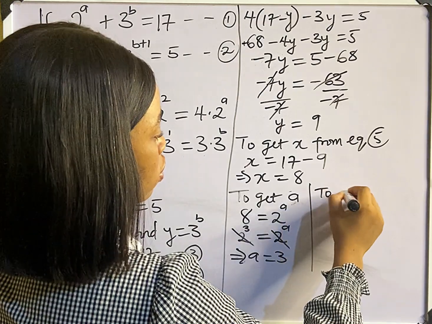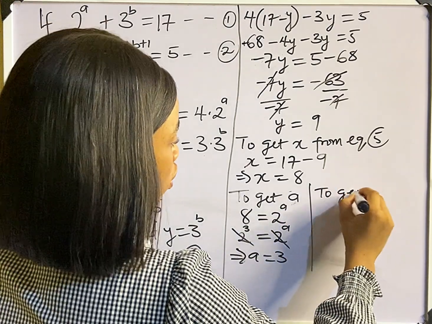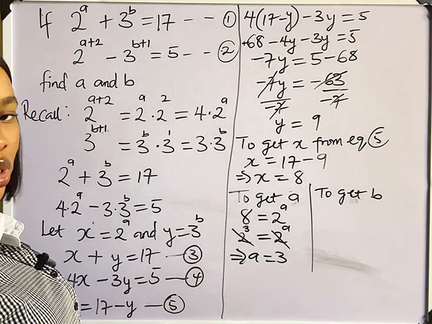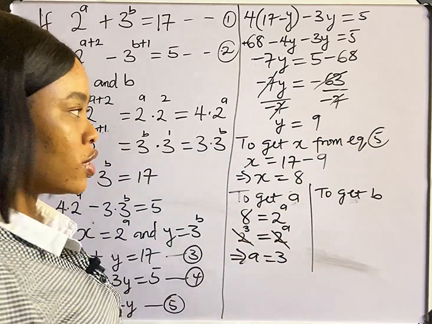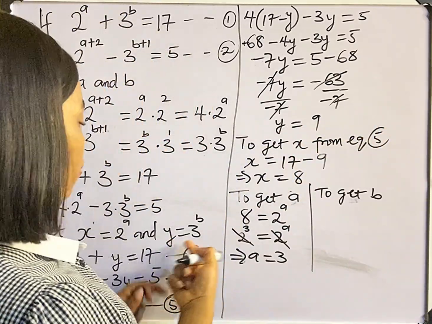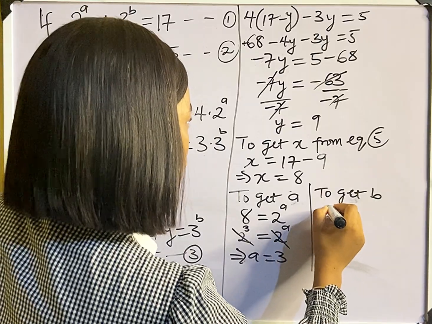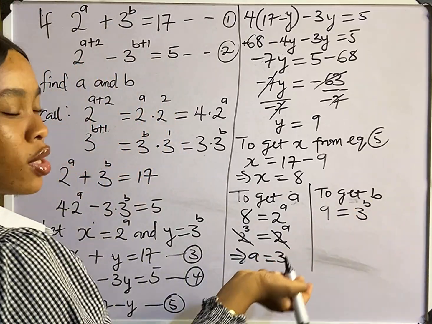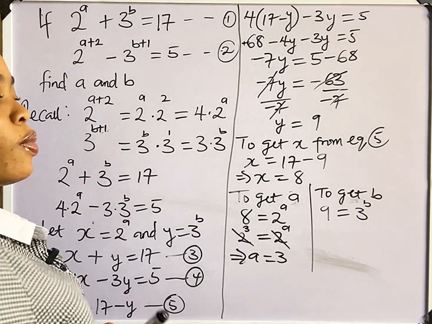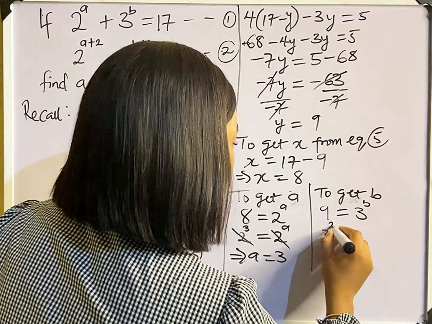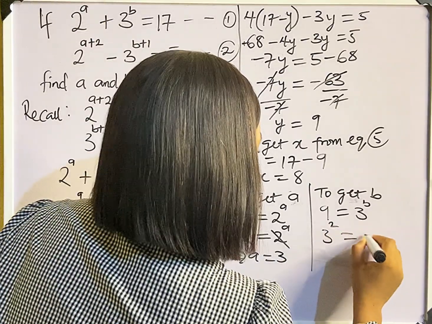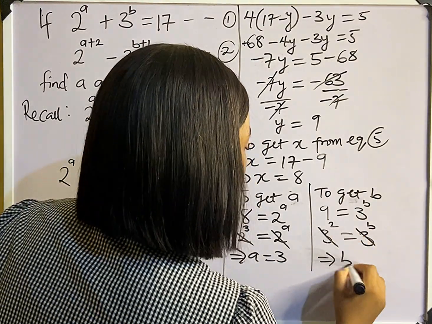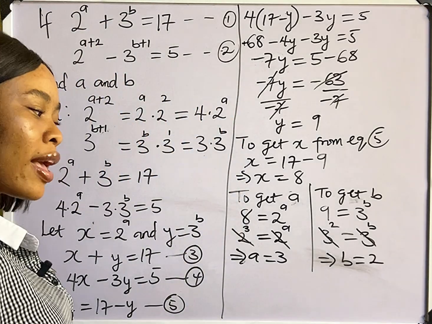Now let's get b. To get b, we have that y equals 3 raised to the power of b, and our y is 9. So 9 equals 3 raised to the power of b. The same thing we do here, express 9 as a power of 3, that's 3 raised to the power of 2. Of course 3 times 3 is 9, so 3 squared equals 3 raised to the power of b. So we cancel the base and equate the powers. So this implies that b equals 2. So now we have gotten our a and our b.